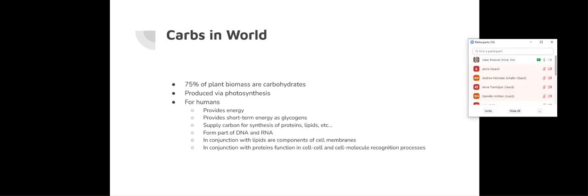In conjunction with proteins, they function between cells and between cells and molecules in some recognition processes. So carbohydrates function as like a flag that will tell cells what this item is and how to interact with it. Oh, bounced out again, huh? Let's make sure everybody's here. So we will get into all of this in the upcoming few weeks.